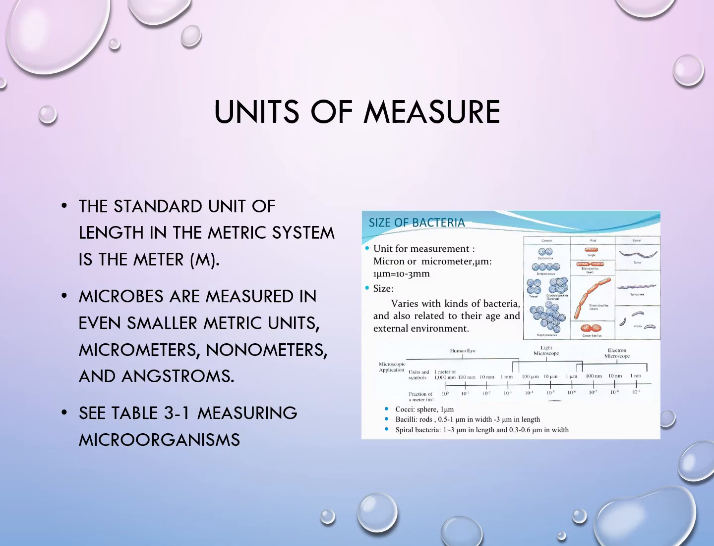We became a bit more familiar with the metric system in math, and this is the typical system that they're going to use in the lab. Where we were looking at meters and decimeters and centimeters, microbes are super, super small, so they're going to be measuring those in even smaller metric units like micrometers, nanometers, and angstroms. You can see a picture here of that scale of measurement.